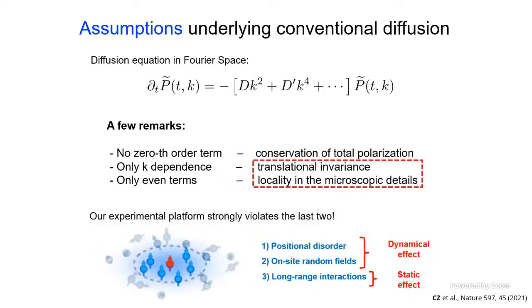However, it turns out our system strongly violates the last two. The existence of positional disorder, and also the on-site random disorder, will strongly violate the translation invariance. And the existence of the long-range interactions will also violate the locality in the microscopic details of the system. So let's investigate them one by one.